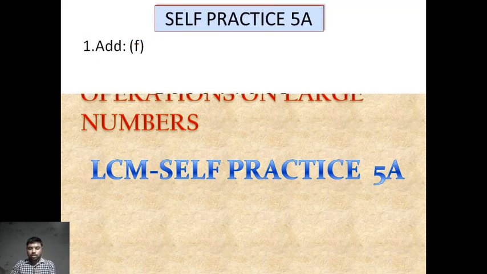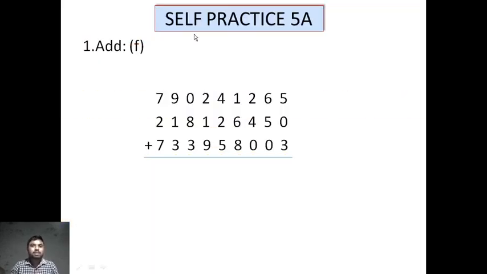Okay, so this exercise, Self Practice 5A, is based on addition and subtraction. Question number 1, add. We'll do question number F. First copy it. My dear students, listen. When we copy the numbers, what is the way to write? We'll start from the right side, from the ones place digit. First the ones place digit, then the tens place.